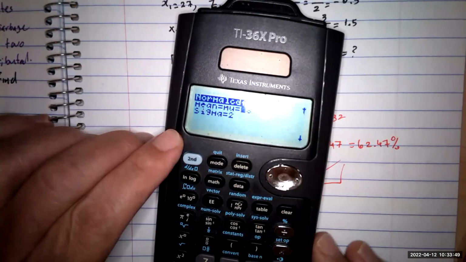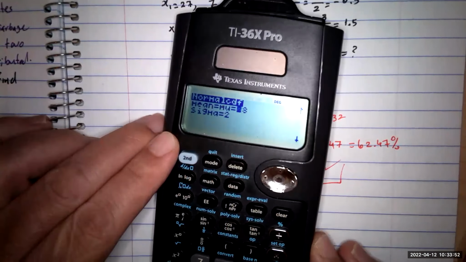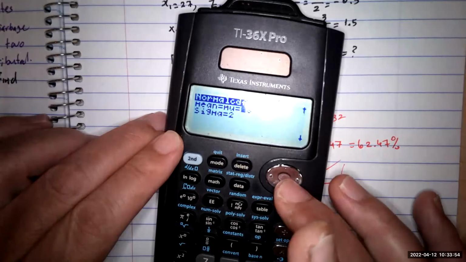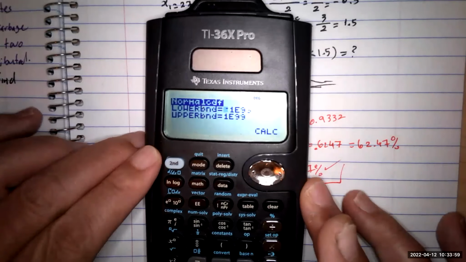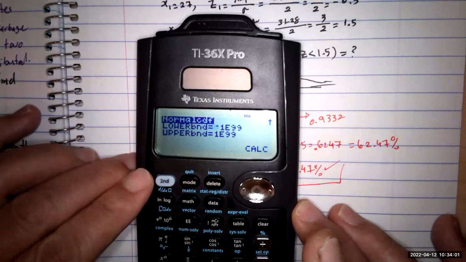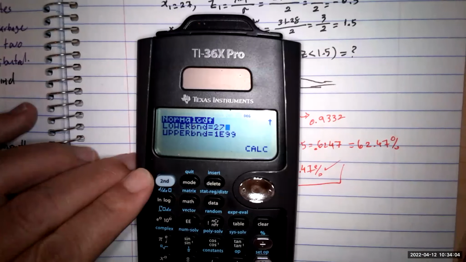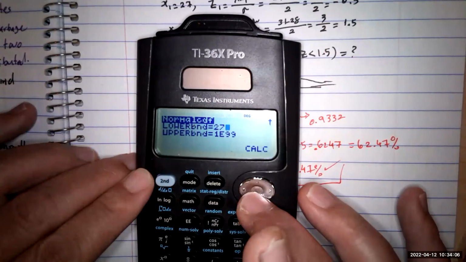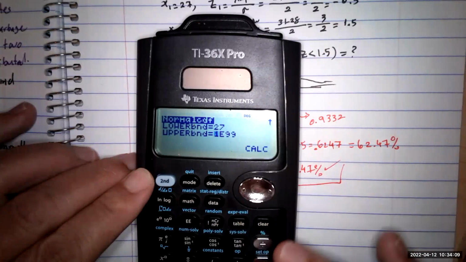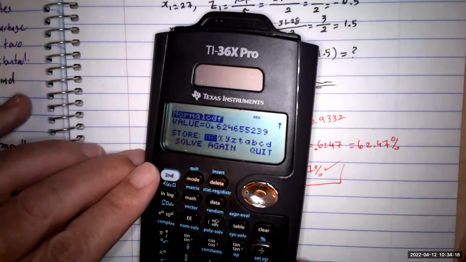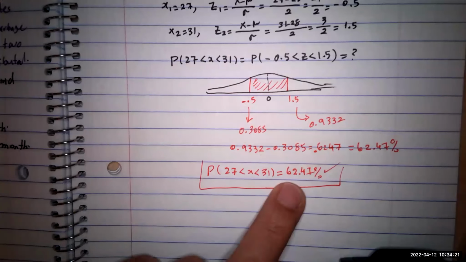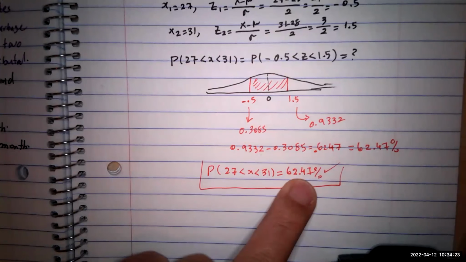That's the number 2. So my mean is the same one. Okay, and the standard deviation. So I go down, you see the lower and the upper. In this case, the lower bound is 27. Okay, that is the lower bound, and the upper bound was 31. So you go and calculate. You see, if you calculate, the result is what? 62.46. So that is 62.46 or 47.